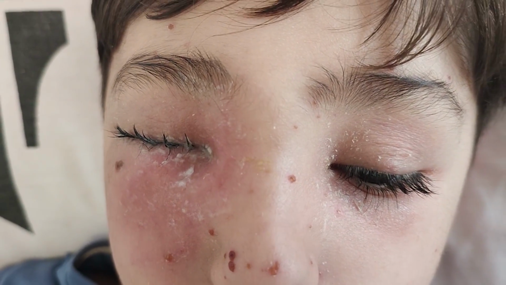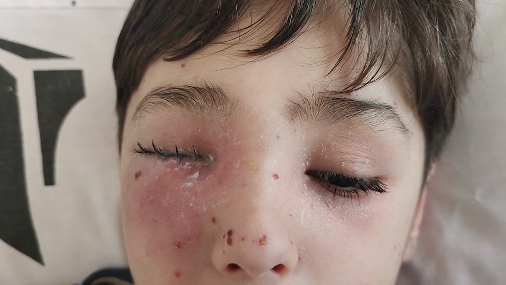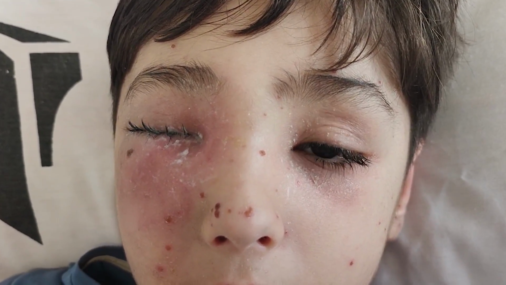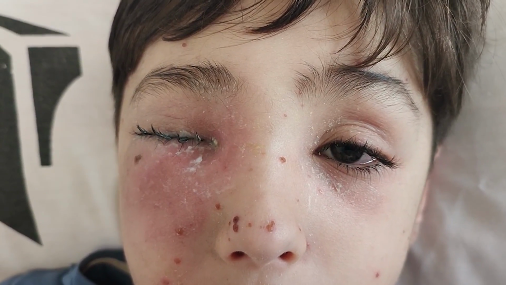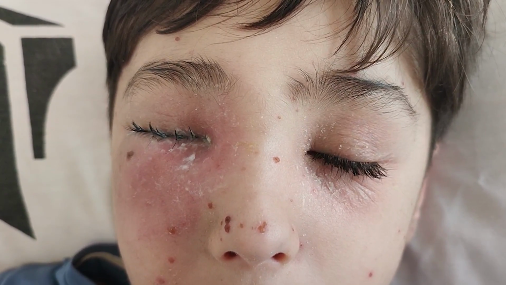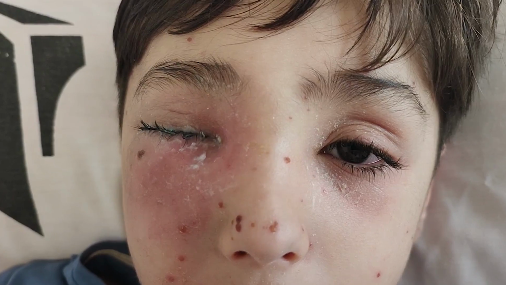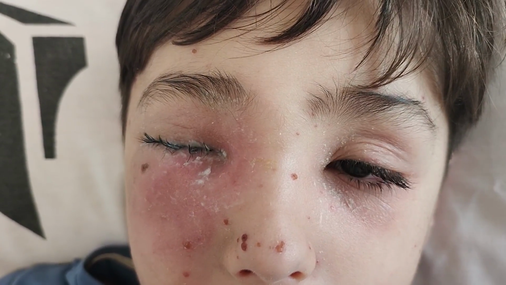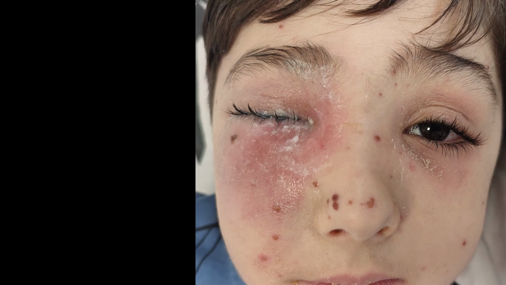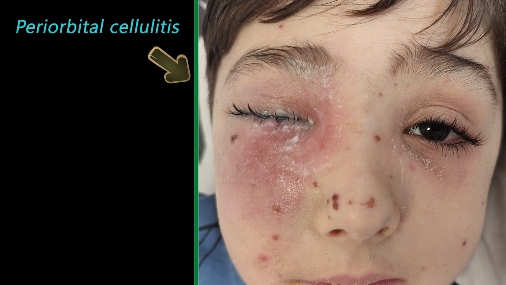Periorbital cellulitis, or preseptal cellulitis, is an inflammation and infection of the skin and soft tissue around the eye, but it doesn't affect the eye itself or the globe. It happens mostly in children younger than 5. It is important to differentiate it from orbital cellulitis because they have entirely different implications and management.